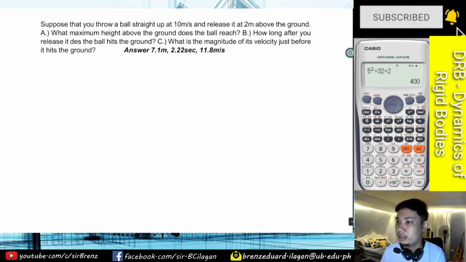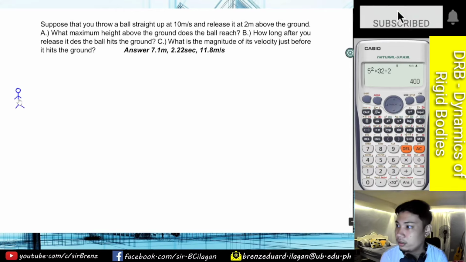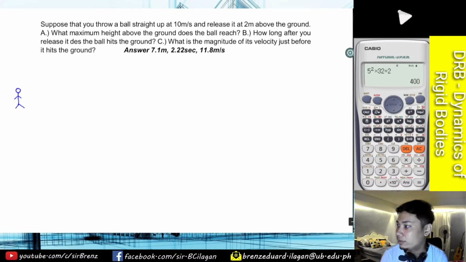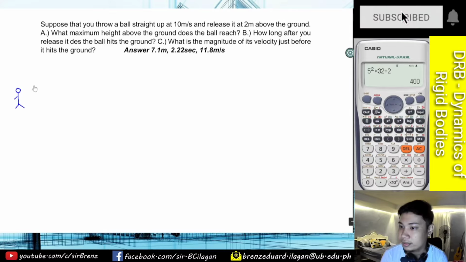So before we solve again, let's draw first the figure. So meron daw siguro isang lalaki. Ayan, pagpasensya na yung drawing ko, talagang hanggang dyan lang yung kaya. So yung release point niya is 2 meters above the ground. So gawin natin sigurong nakataas yung kamay. Kasi nung hinagis na niya, diba? Ayan. So yan yung ball.